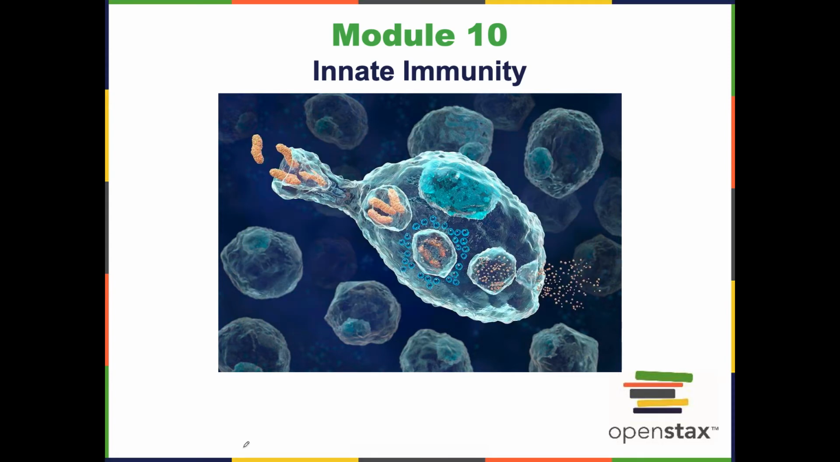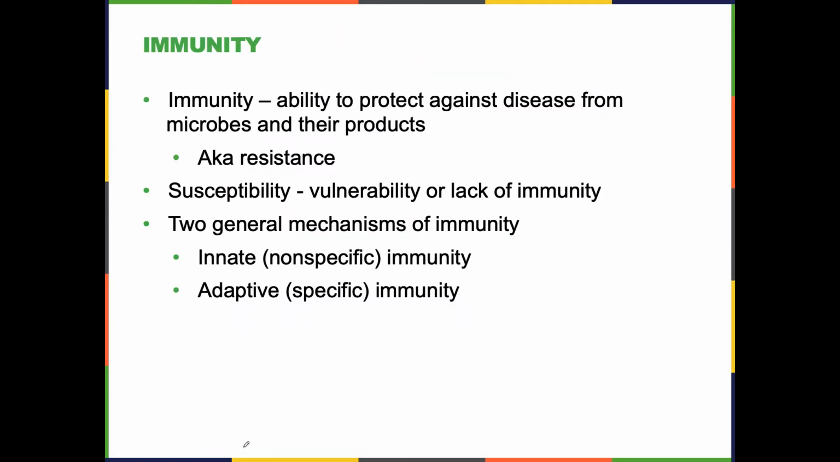Innate immunity, or the innate immune response, is the non-specific response to infection. We'll talk a little bit about what that means exactly. When we say immunity, what we're referring to is the ability to protect against disease, not just from microbes, but also from their products. As we learned, some diseases are caused not by the presence of the pathogen, but by the toxins and other things that are produced by the pathogen.